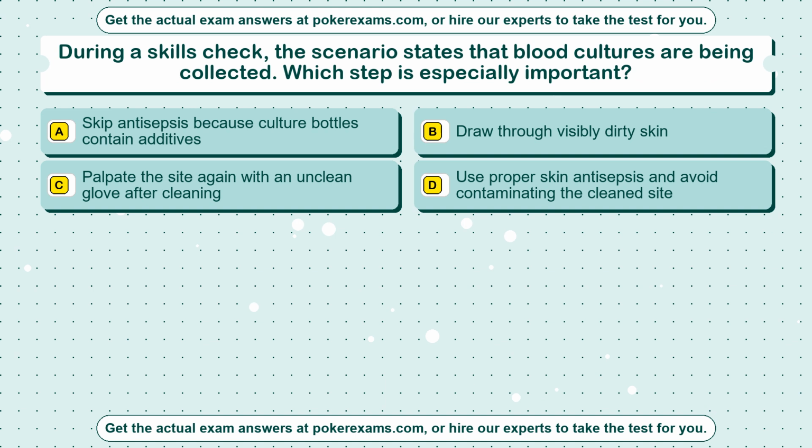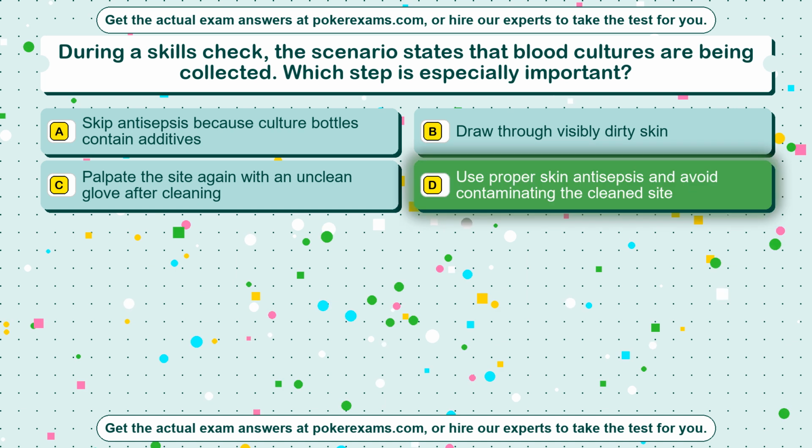Question 40. During a skills check, the scenario states that blood cultures are being collected. Which step is especially important? Option A, skip antisepsis because culture bottles contain additives. Option B, draw through visibly dirty skin. Option C, palpate the site again with an unclean glove after cleaning. Option D, use proper skin antisepsis and avoid contaminating the cleaned site. The correct answer is option D, use proper skin antisepsis and avoid contaminating the cleaned site.